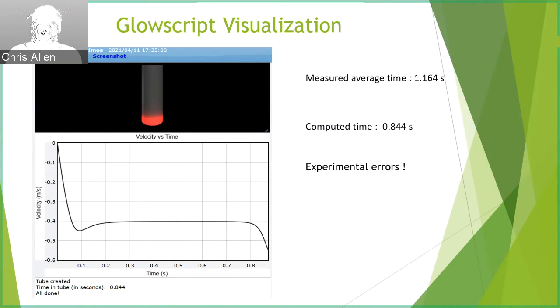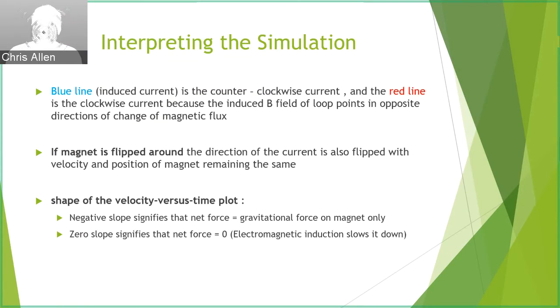It's definitely my fault. In interpreting the simulation, the blue line is the induced counterclockwise current, and the red line is the clockwise current, because the induced B field of the loop points in the opposite direction of the change in magnetic flux. If we flip the magnet around, the direction of the current is also flipped, but the velocity and the position of the magnet remain the same.